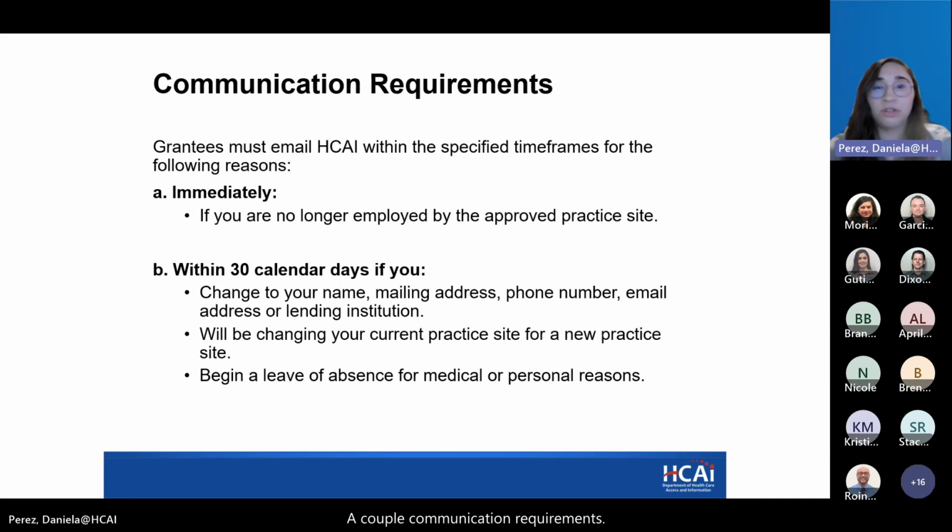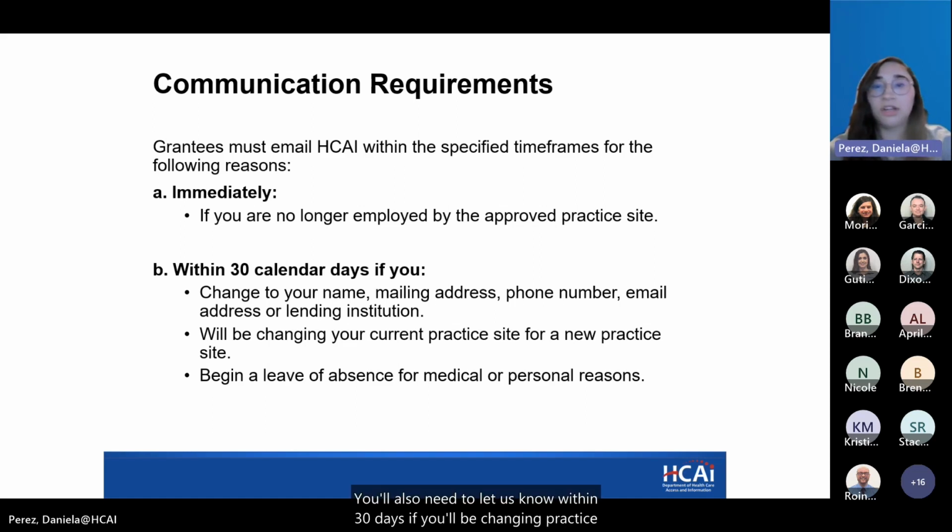A couple communication requirements. Please note these specified timeframes for reporting any changes. You are to immediately notify us if you are no longer employed by the approved practice site. Again, this one you will want to immediately notify us if there are any changes. You are to notify us within 30 calendar days if you make any changes to your personal information, such as a name change, mailing address change, and so forth.